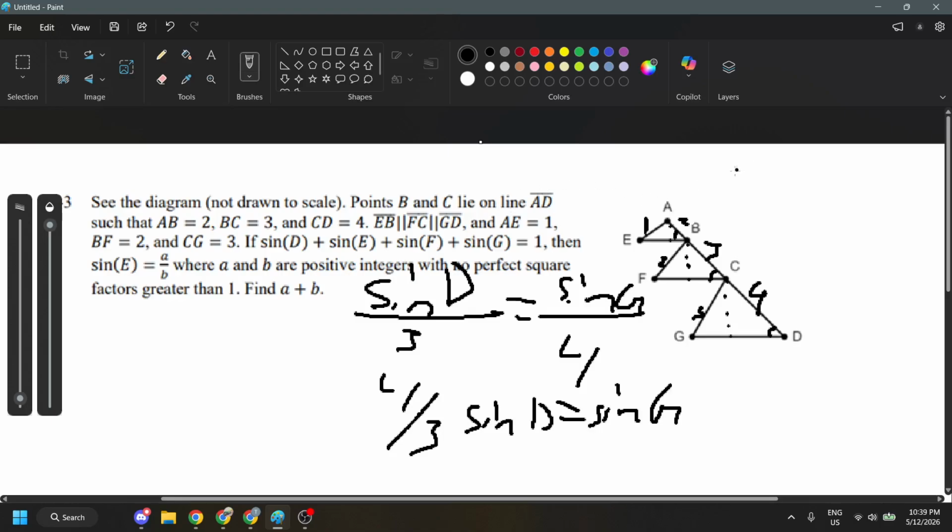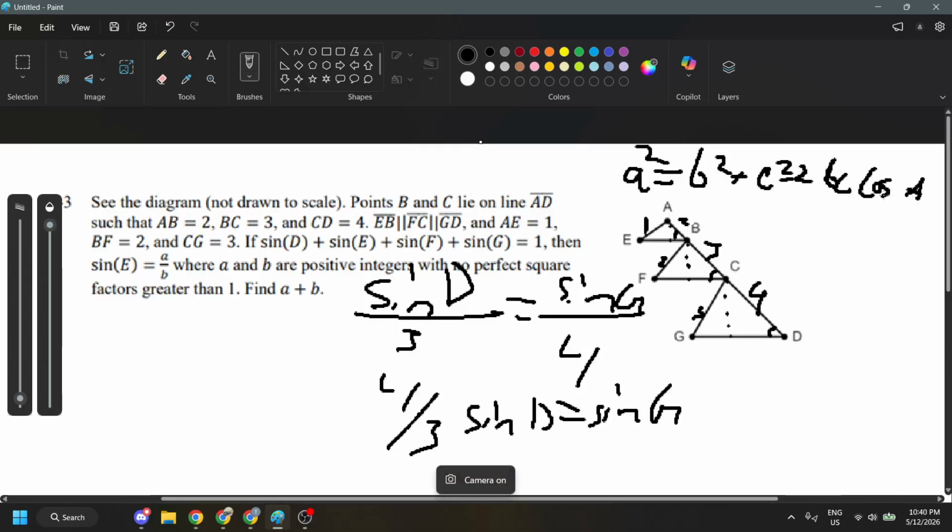What else do we know? We know the law of cosines: A squared is equal to B squared plus C squared minus 2BC cosine of A. So do we know any two of the side lengths and the cosine of an angle? I don't know the sine of an angle.